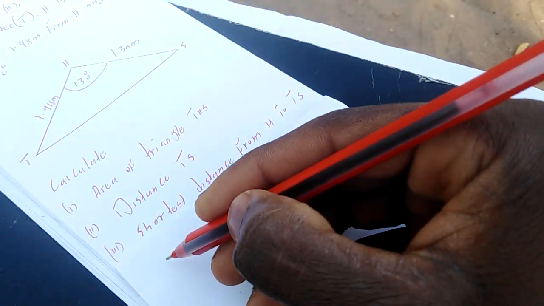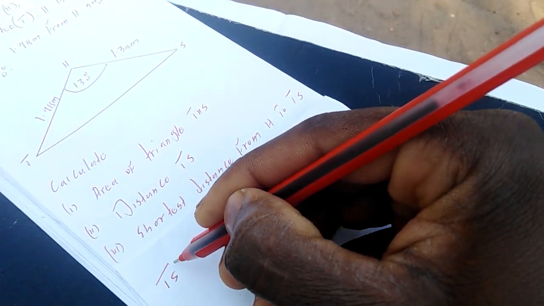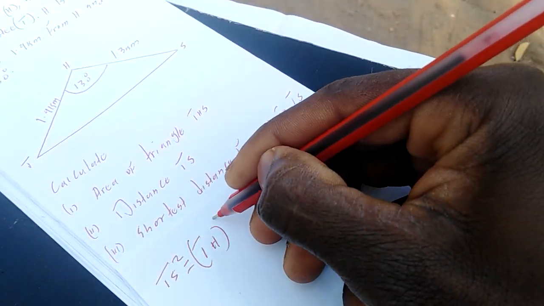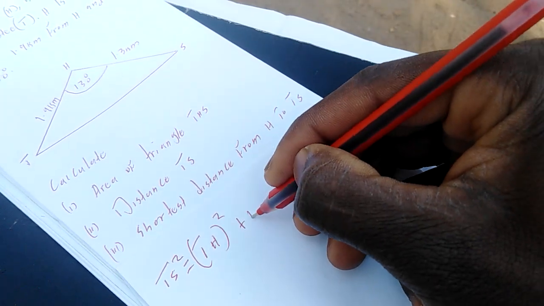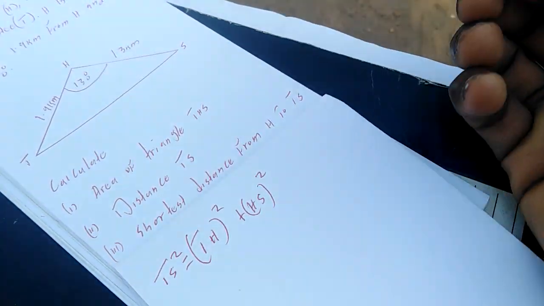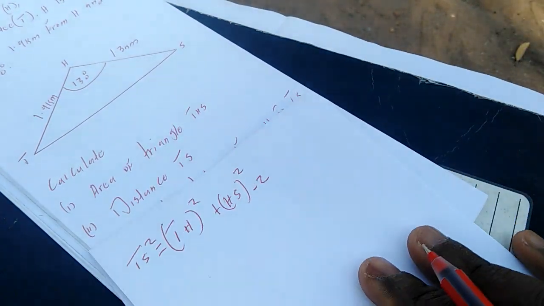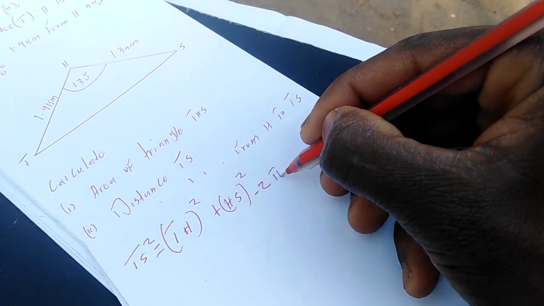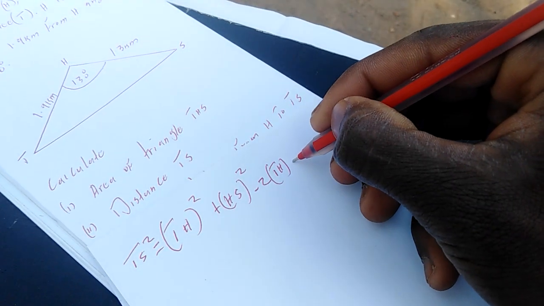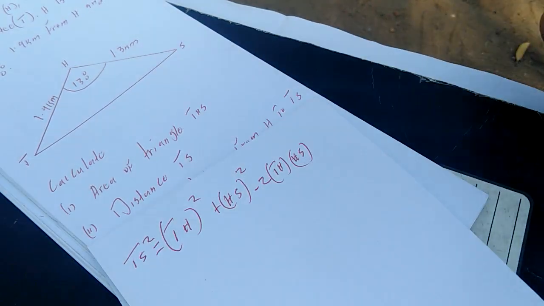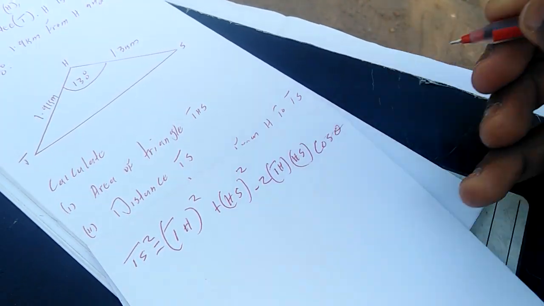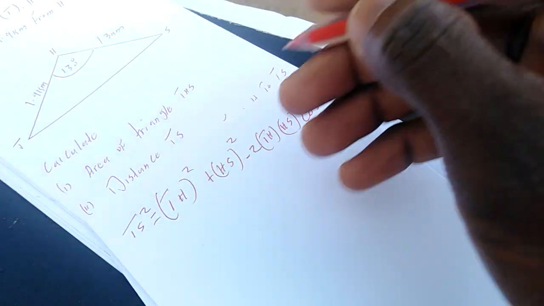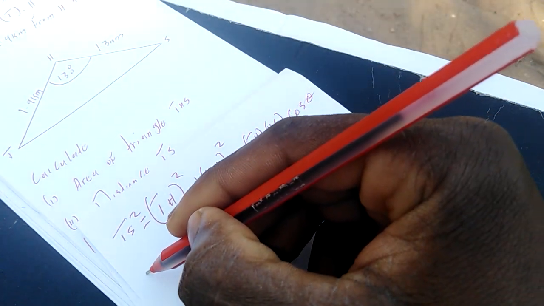Since we're finding the distance TS, we're going to say TS squared is equal to TH squared plus HS squared, minus 2. This minus 2 is always on the formula. Then multiplied by TH, just remove the squared, and also HS, remove the squared as well. Then cos theta. Theta is the angle that we've been given since we're finding the distance TS.